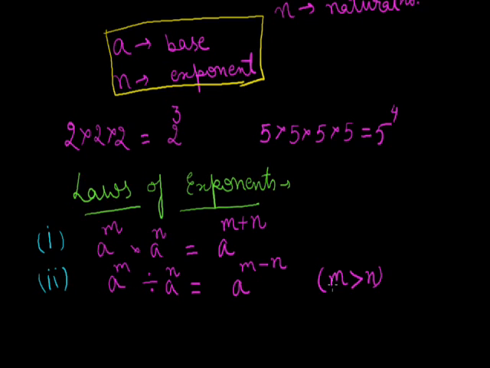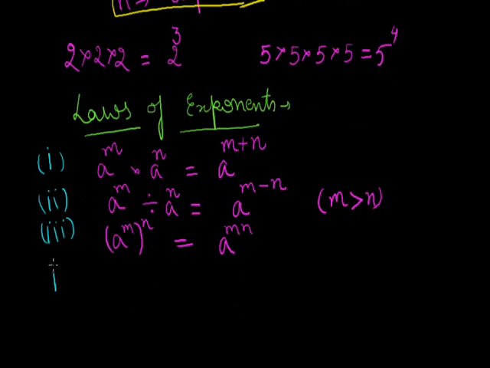Here we have written that m is greater than n, so that the final result m minus n is positive. We get the positive exponent in this case. And the third law is a raised to m and the whole is raised to a power n. Then both the exponents are multiplied, that is a raised to m into n.